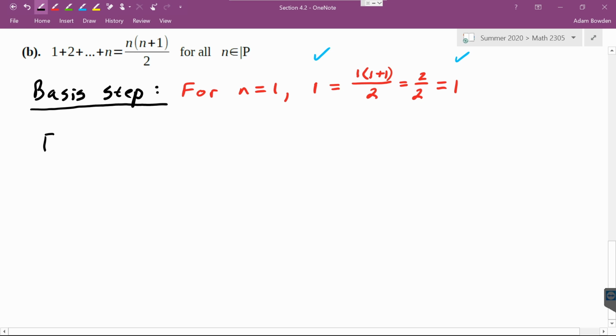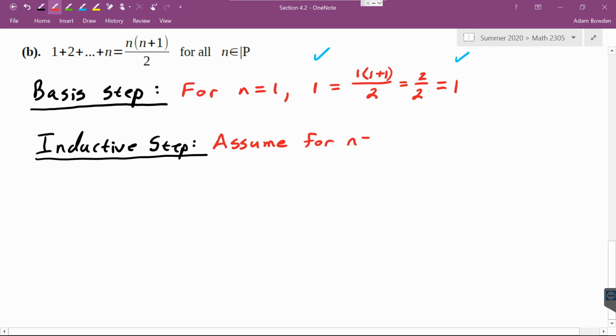Now for the inductive step, again, like last time, we assume it's true for k. So we assume for n equals k, k greater than or equal to 1, that the thing we wish to prove, 1 plus 2 plus all the way up to k, is actually equal to the formula k times k plus 1 over 2.